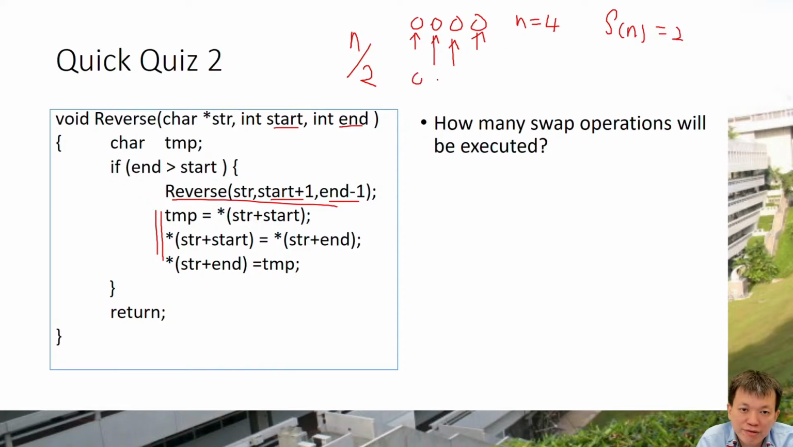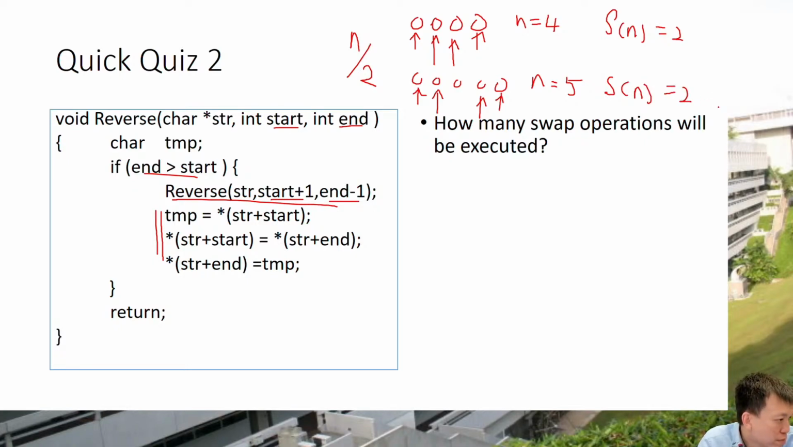So the number of swap operations is equal to 2 in this circumstance. If I have 5 elements, you will do it 1 time, 2 times. When start and end are equal, they won't execute this swap operation. So when n equals 5, my number of swap operations is equal to 2 as well. Can observe, a quick observation.